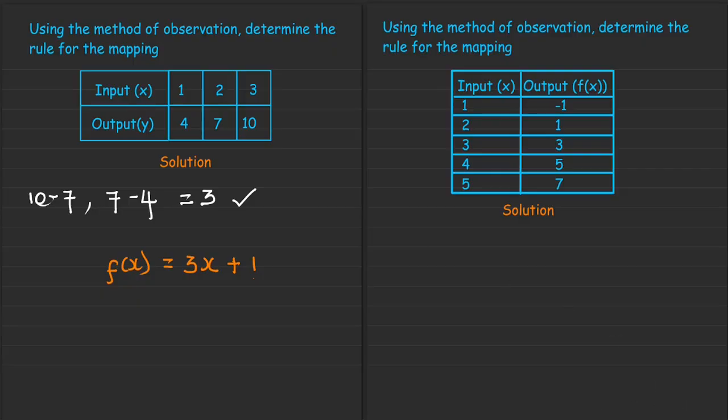So in this second example, it says we have to use the method of observation once again to determine the rule for the mapping we have here. What do we have as our input? So we have 1, 2, 3, 4, and then 5. And then as our output, we have -1, and then a 1, a 3, a 5, and 7.